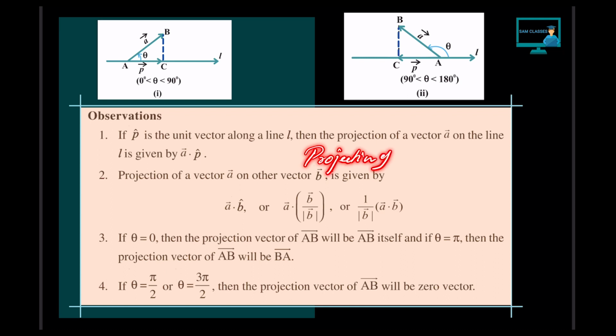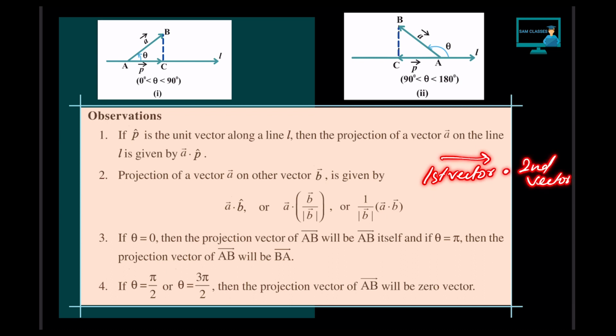So projection of any one vector, like let's say a vector on, let's say p vector, is nothing but take that vector and for the other vector you take the unit vector. First vector dot with the unit vector. That's it. What is projection? Projection of first vector on the second is the first vector dot with the unit of the second vector. That's it. Clear, everybody? Now, if theta is 0, projection will be what? Same vector itself only. If theta is equal to pi, it will be opposite, if I am doing a projection, so it will be just opposite.